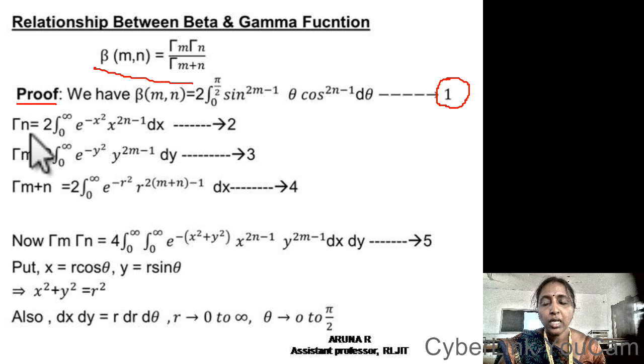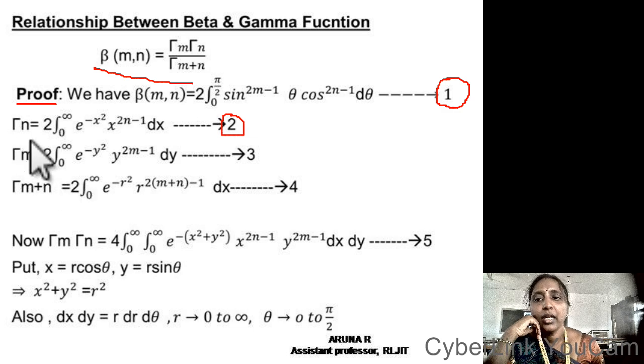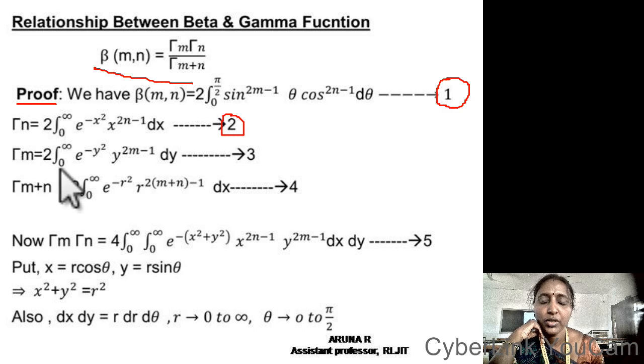And coming back to the gamma definition, that is gamma n is equal to 2 into the integral from 0 to infinity of e to the power minus x square into x to the power 2n minus 1 dx. So this is your gamma n definition. Here we have taken x as the variable for n. Now for m we will take the variable y. So gamma m is also a definition of the gamma function, but in terms of m, and instead of x we have taken the variable y, and you call this equation 3.